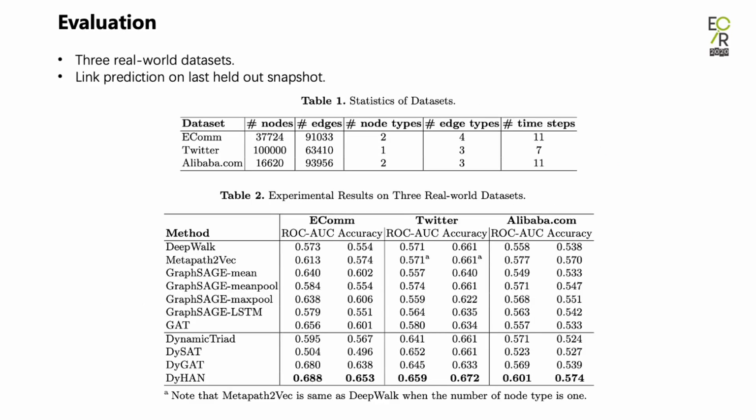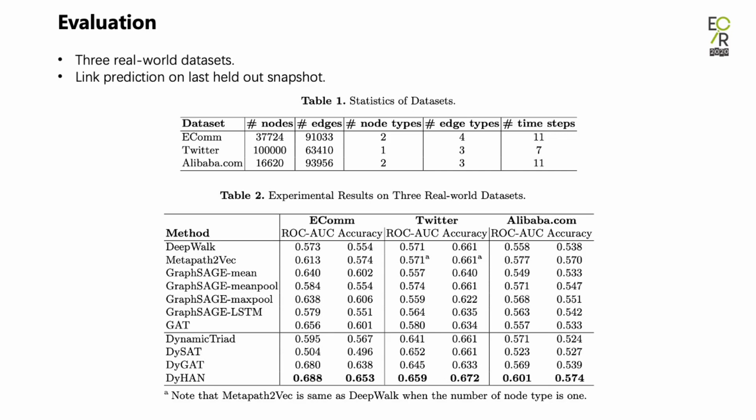For the evaluation, we employ two public real-world datasets and one of our e-commerce datasets. The evaluation task is link prediction on the last held-out snapshot. We compared many baselines, including static graph embedding methods, such as DeepWalk, MetaPath2Vec, GraphSAGE, and Graph Attention Network. And for dynamic graph embedding methods, we compared DynamicTriad and DySAT.